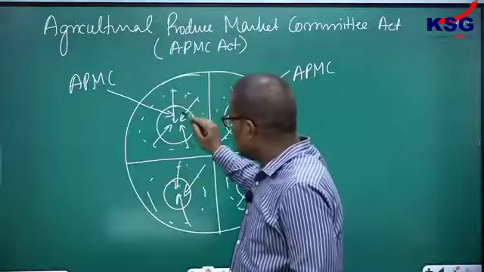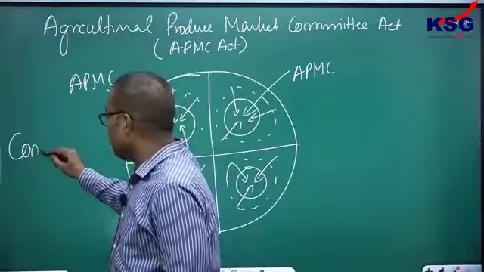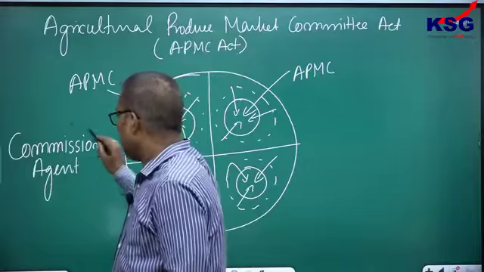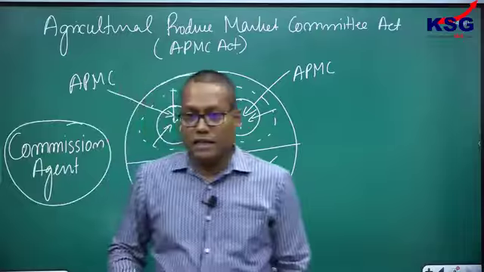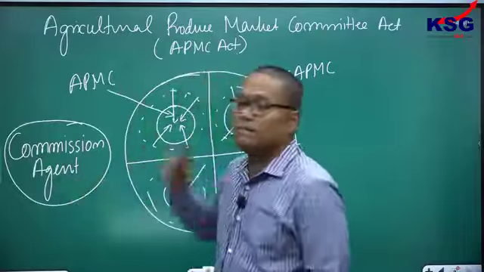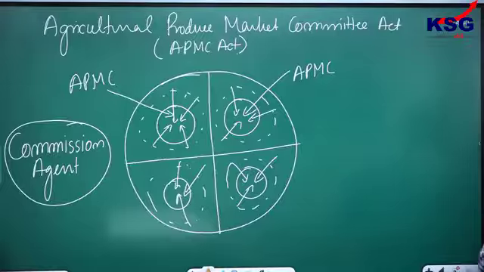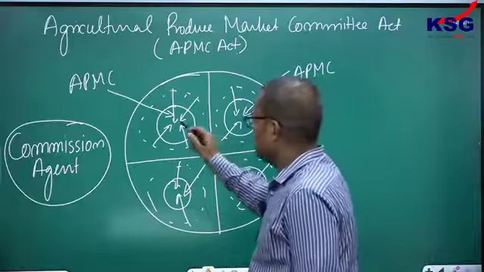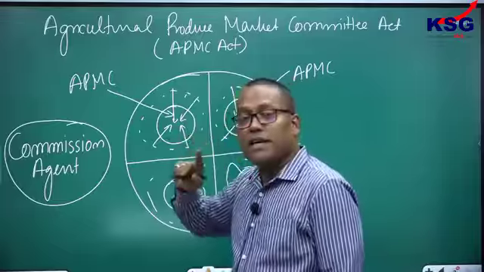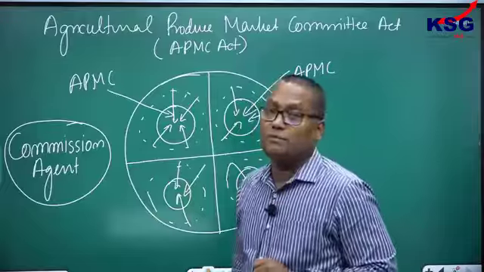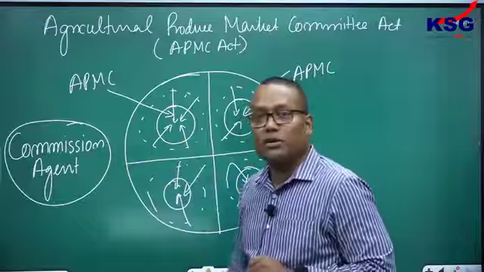And one more thing, they can sell in the mandis only with the help of a commission agent. And commission agents are appointed by the APMC, the Agriculture Produce Market Committee. In these mandis, this APMC will appoint them, and farmers cannot sell in the mandi directly. So under APMC, direct sale by the farmers is prohibited. They can only sell in the mandis through the commission agent.